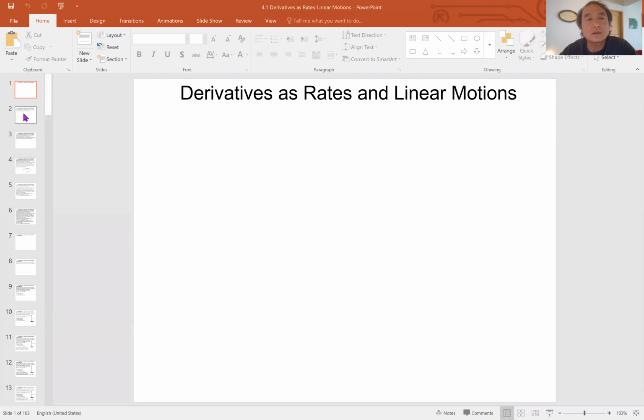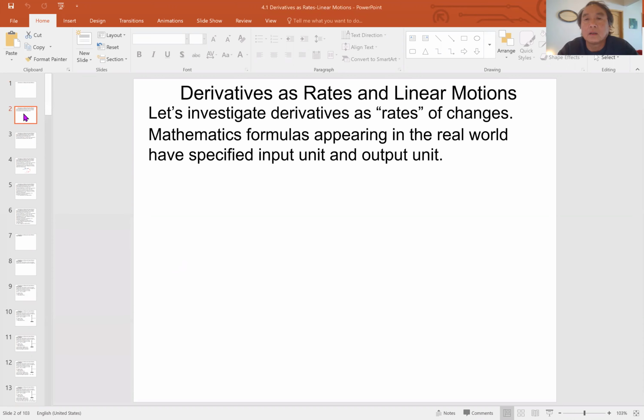We start out with, we're going to interpret the derivative as rate of change. Rates of change. The rates, of course, refers to ratios, and in general, the ratio of what? Ratio of output versus input. And in mathematical measurements, in application, we usually have a unit for the input and the unit for the output.